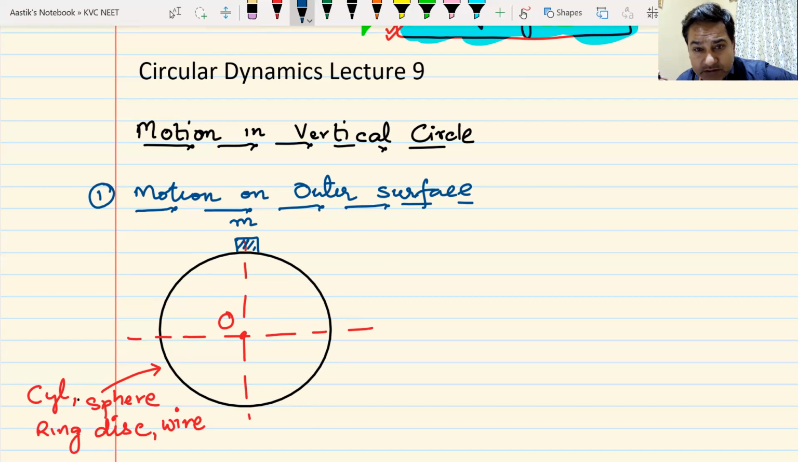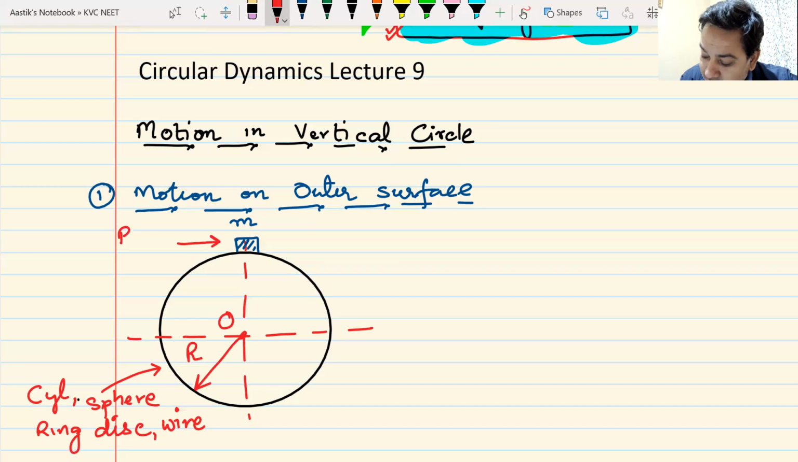It's not a circle. It can be a cylinder. It can be a sphere. It can be a disc. It can be a wire. And the radius of this would be given as r. Now, this body of mass m would be at rest at this point. Most of the cases, it would be at rest, the most general case.